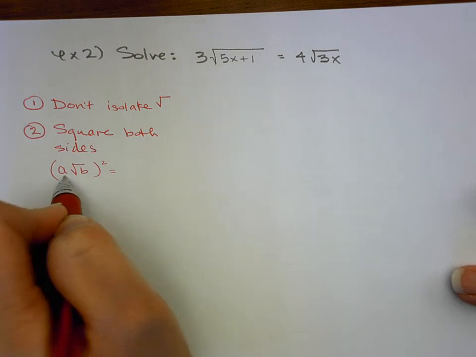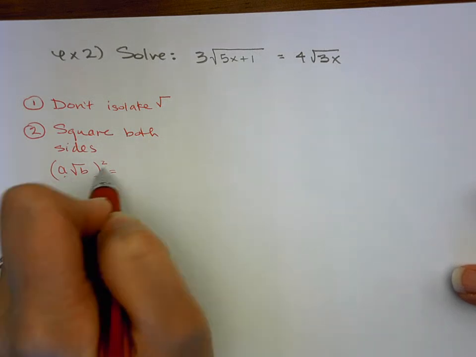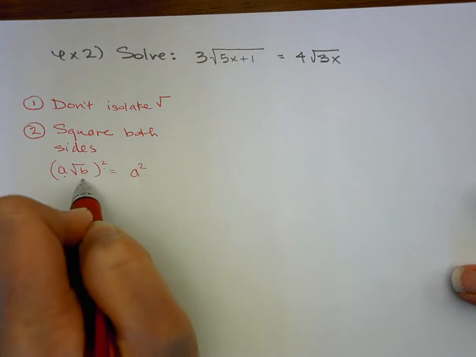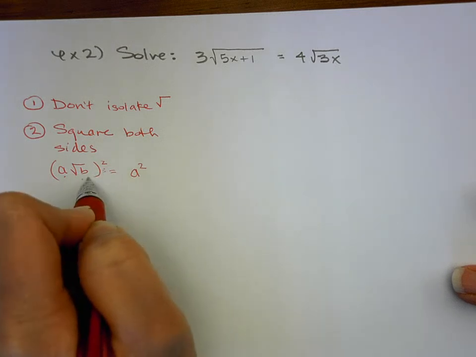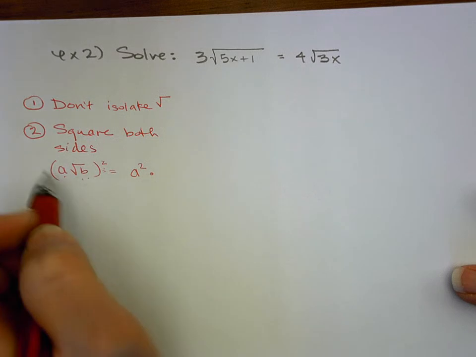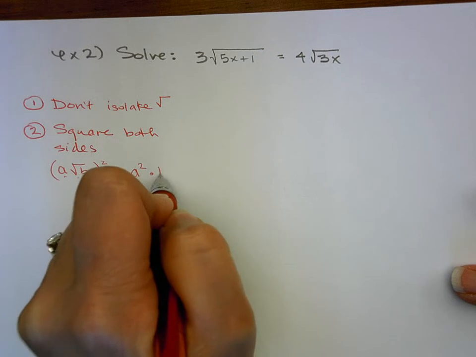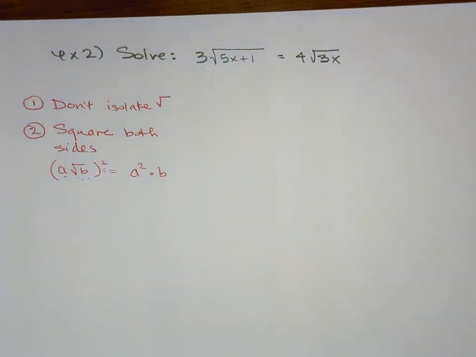So we have to square the number in front as well. We're going to square the number in front, but what happens when I do the square of a square root? What's that going to be? Right. So it would be a squared, and then get rid of the square root, so then it would just be b. Okay, so we have to be careful with that.